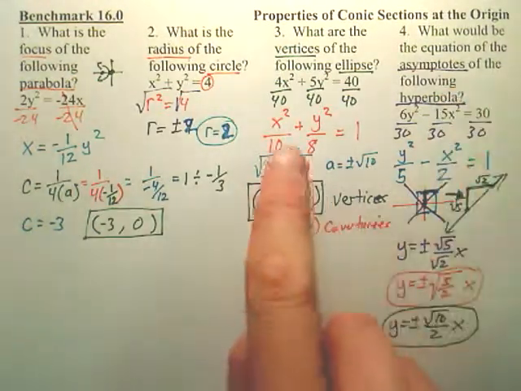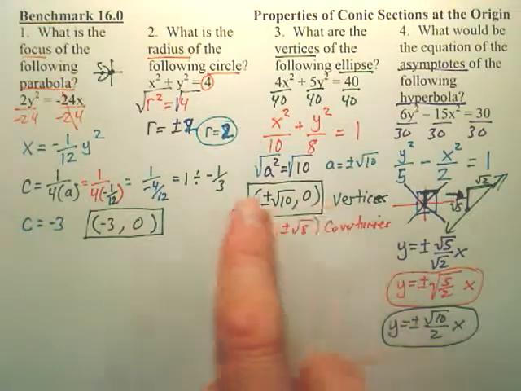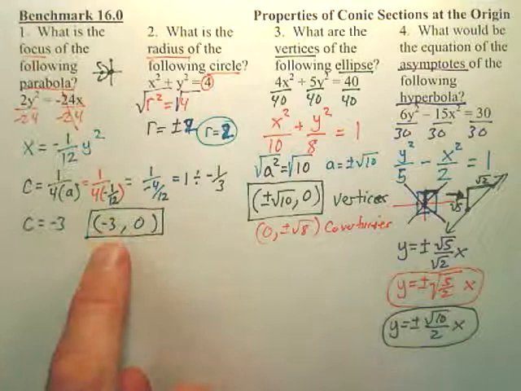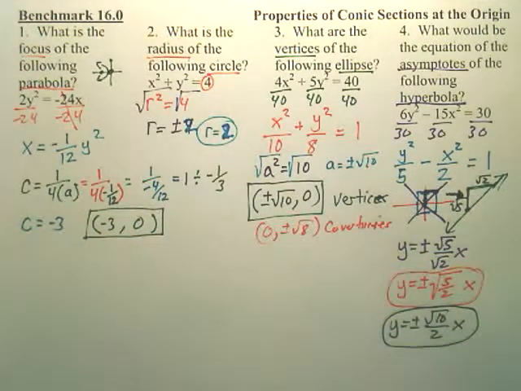So you've got asymptotes, you've got vertices and co-vertices, depending. You've got radii, and then you have foci of parabolas. So make sure you can do all three of those.